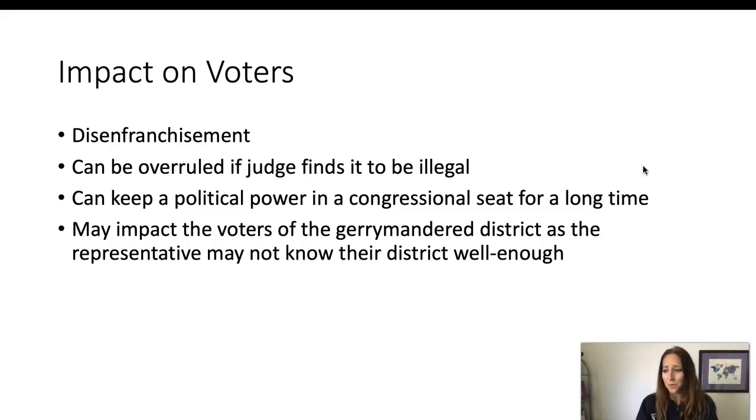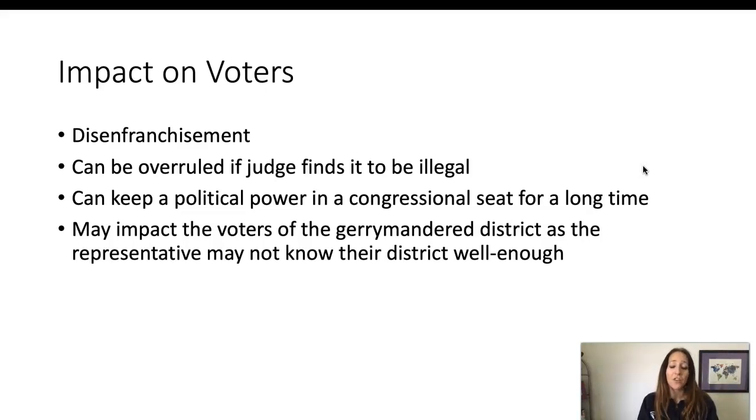You can have somebody who runs for election and keeps their congressional seat for basically ever, because the voters will continually vote for them. You will end up with the person elected sometimes not knowing their district that well, because they don't know all the needs and the wants of all the people, because they're only representing a certain portion of them and they may not be the majority. And the biggest issue is that you tend to disenfranchise so many voters based on gerrymandering.